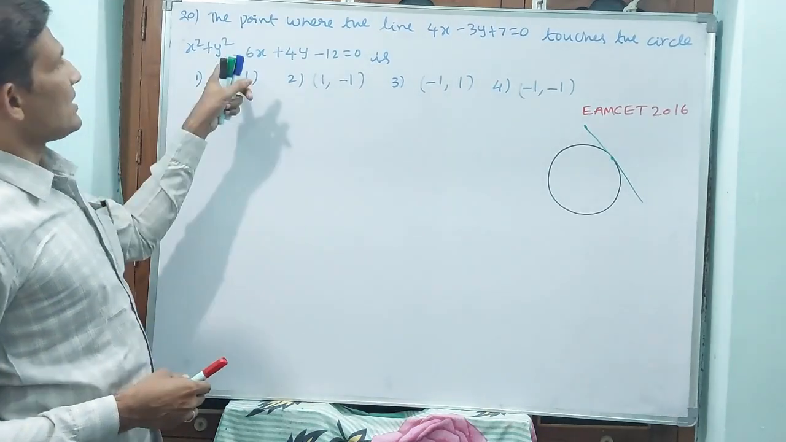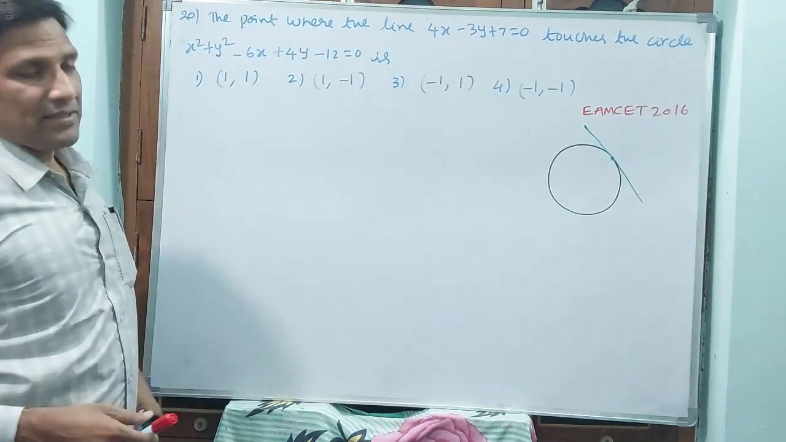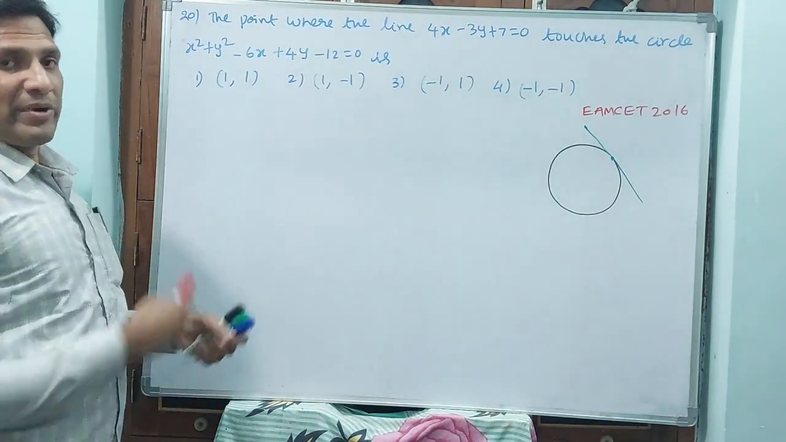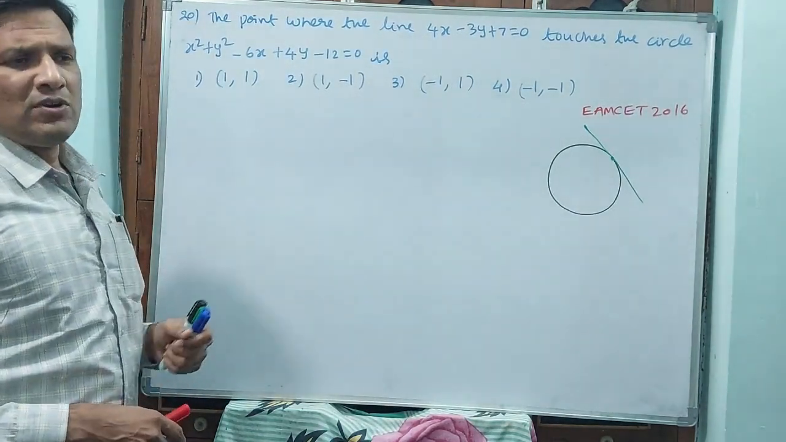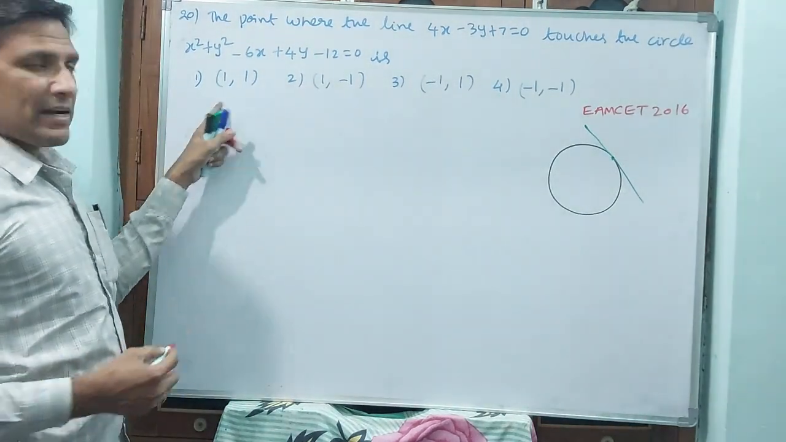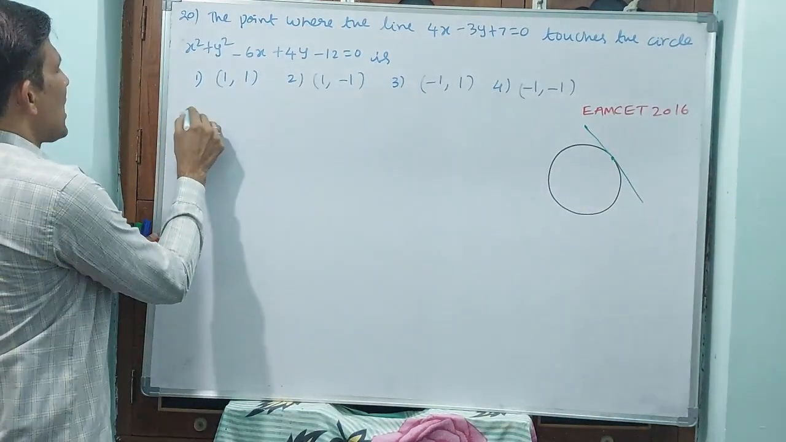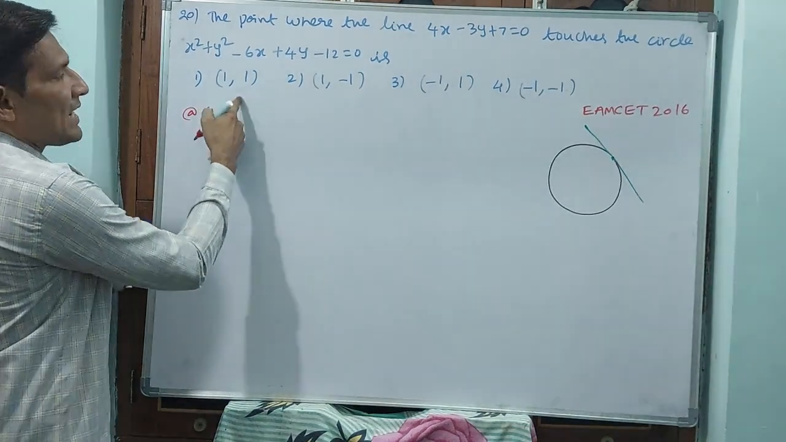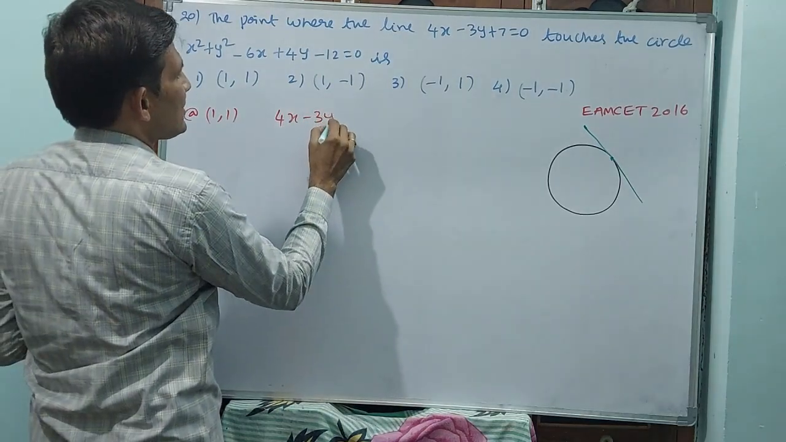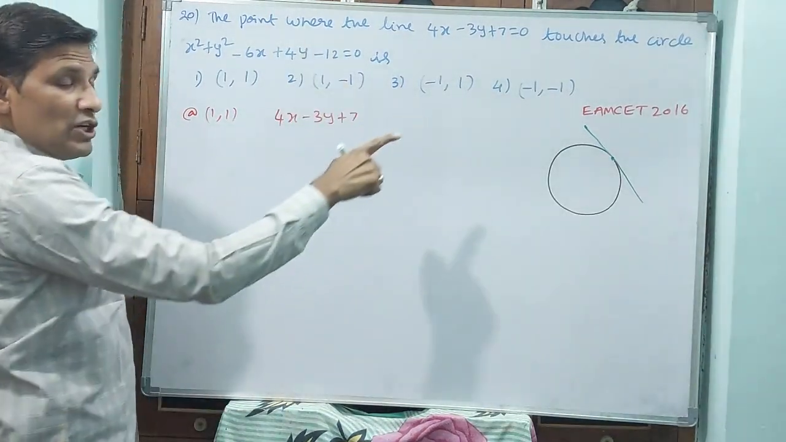Don't do this. The center you can find, but again you have to find the perpendicular distance. A slope will be there, a perpendicular slope. That is going to make you lose time. Okay, let me do it at 1, 1. You see what I am doing. At 1 comma 1, the first point I am taking. First I am substituting in the line 4x minus 3y plus 7. See, equal to 0 has to come.